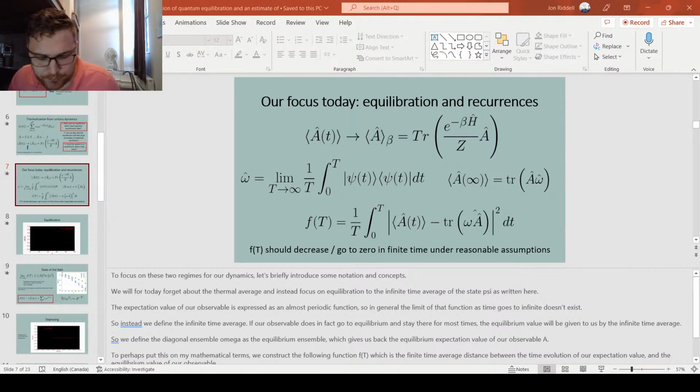Basically, I skimmed through a bunch of the books, and the one that vibed with the type of notation and stuff that I liked, I picked that one. This one was quite nice. And then I also had the review article on equilibration and thermalization by Jens Eisert. I don't know if I'm pronouncing that right.